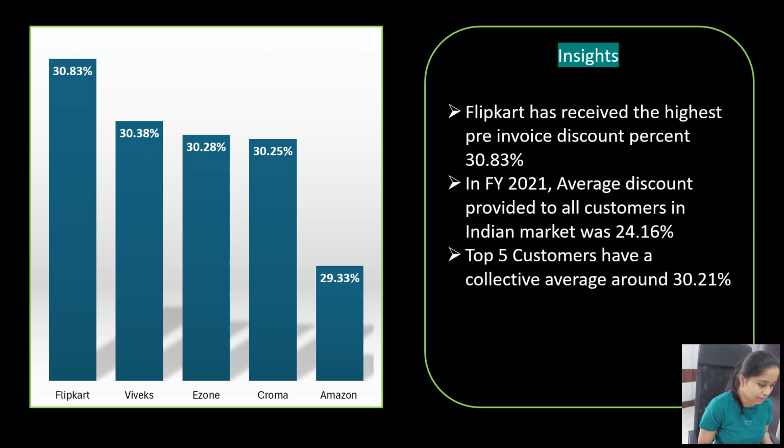We found from the output that Flipkart has received the highest pre-invoice discount, which is 30.8%, followed by Vijay Sales, Ezone, Croma and Amazon with their discounts varying from about 31% to 29%. So the average discount of all customers in fiscal year 2021 is 24%, and the top 5 customers have collective averages around 30%.